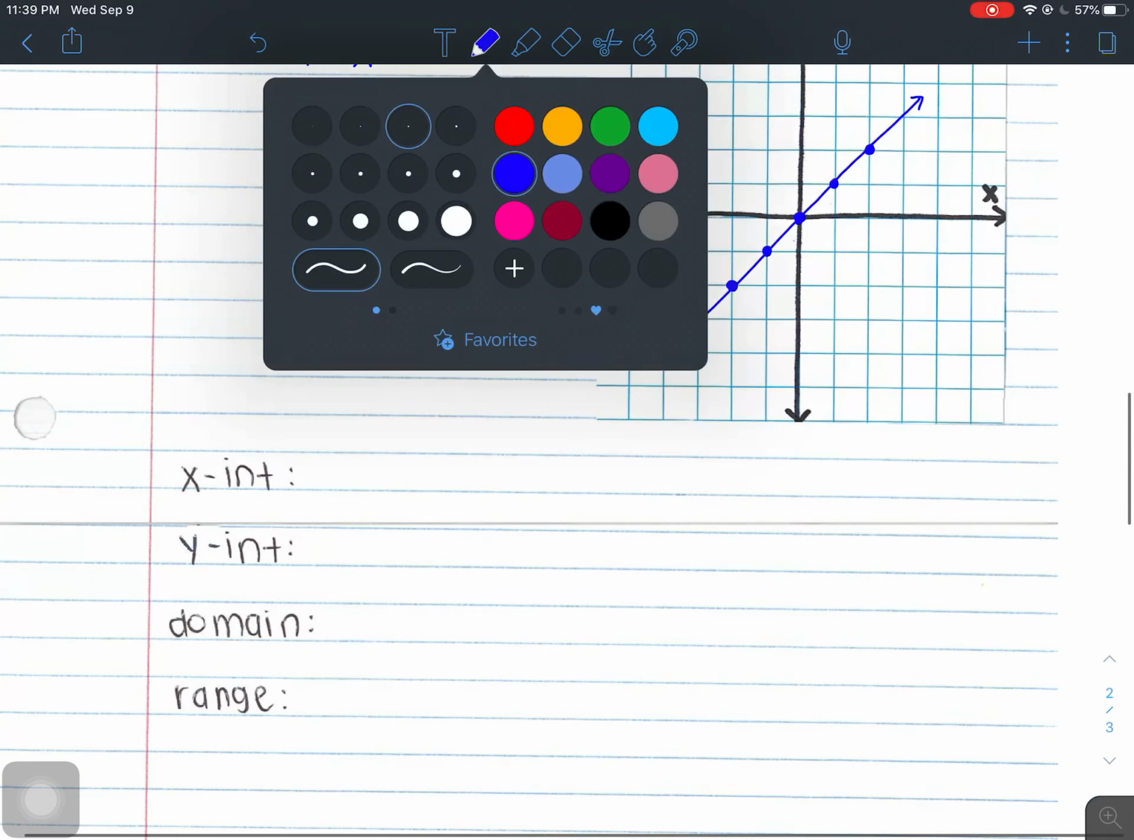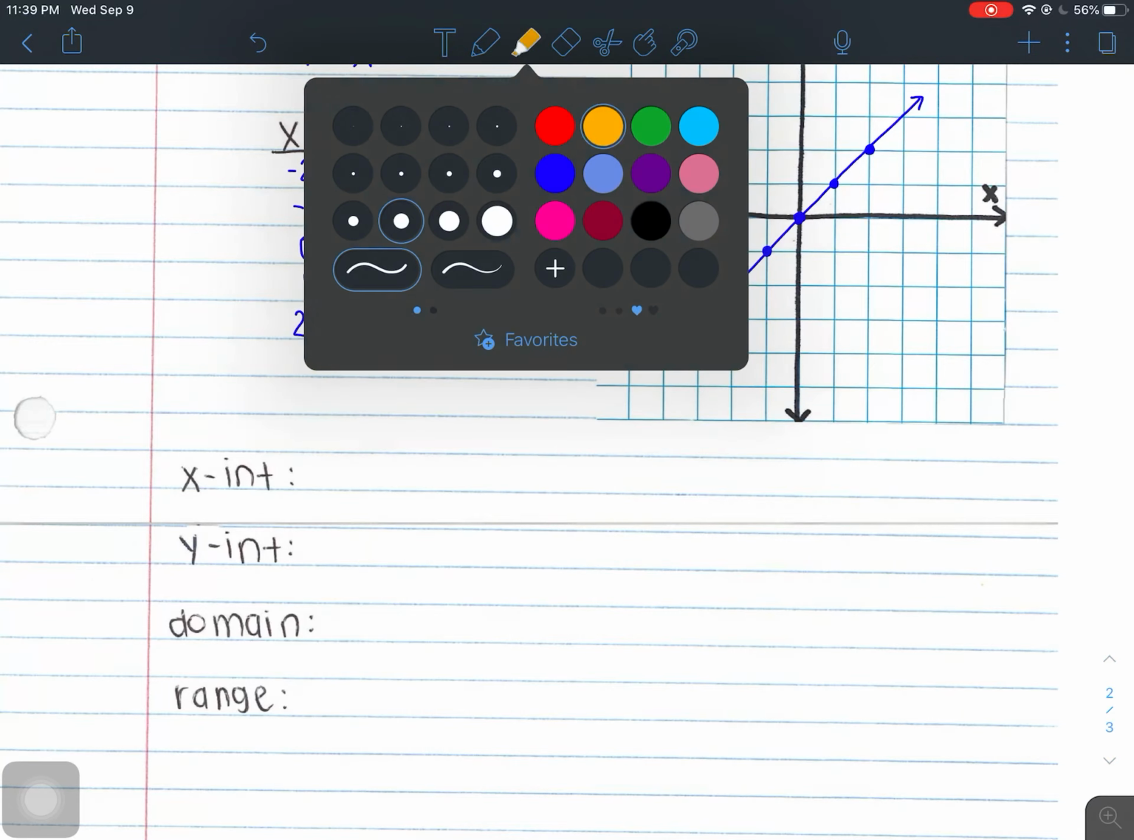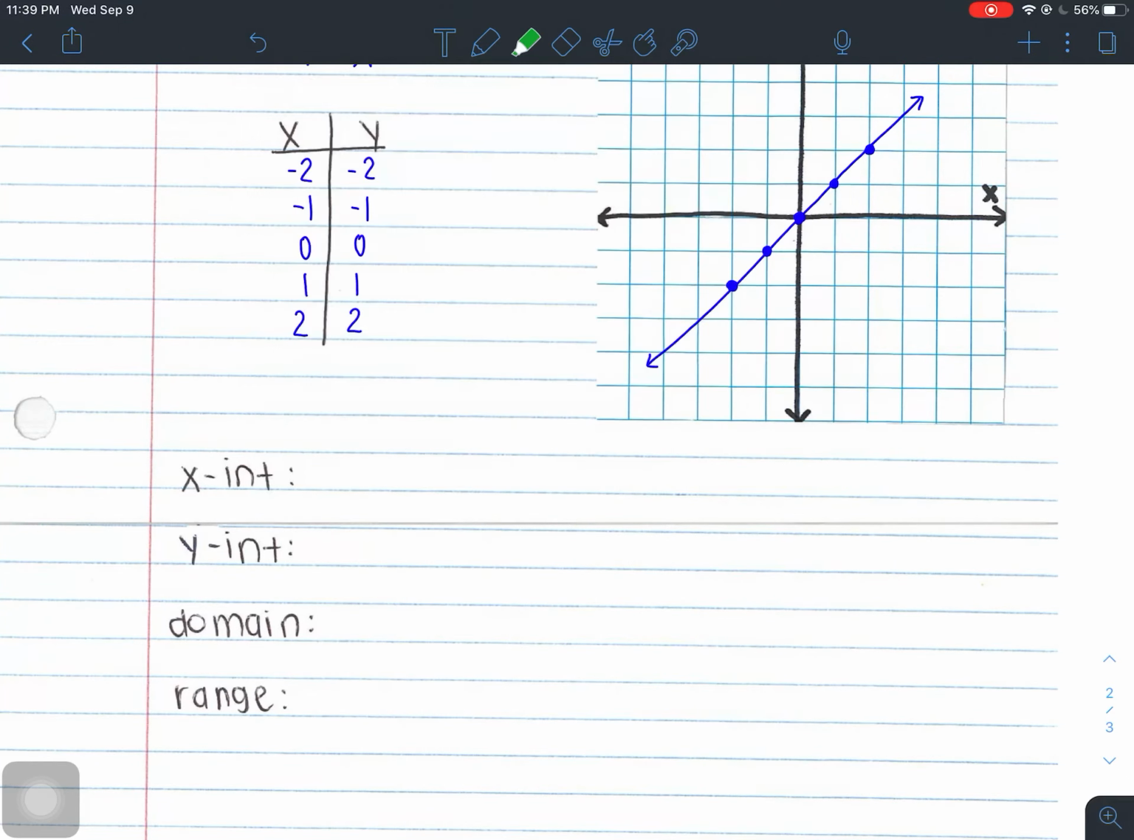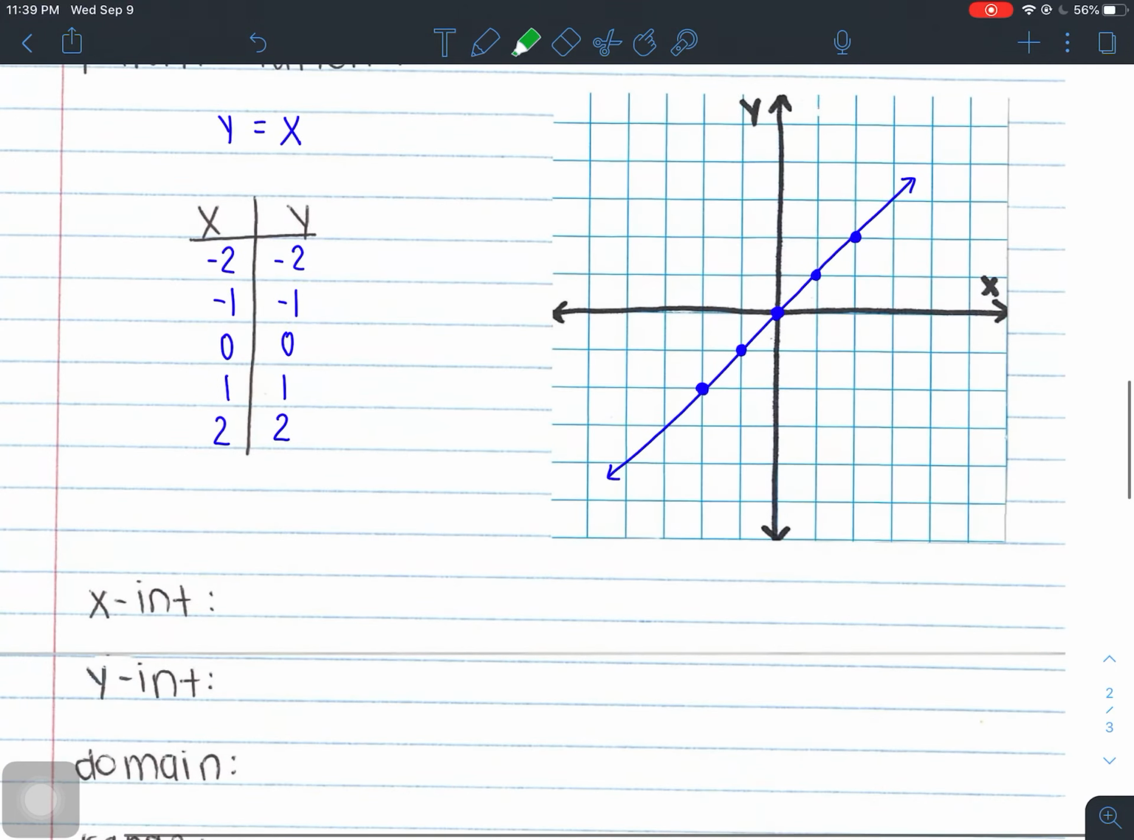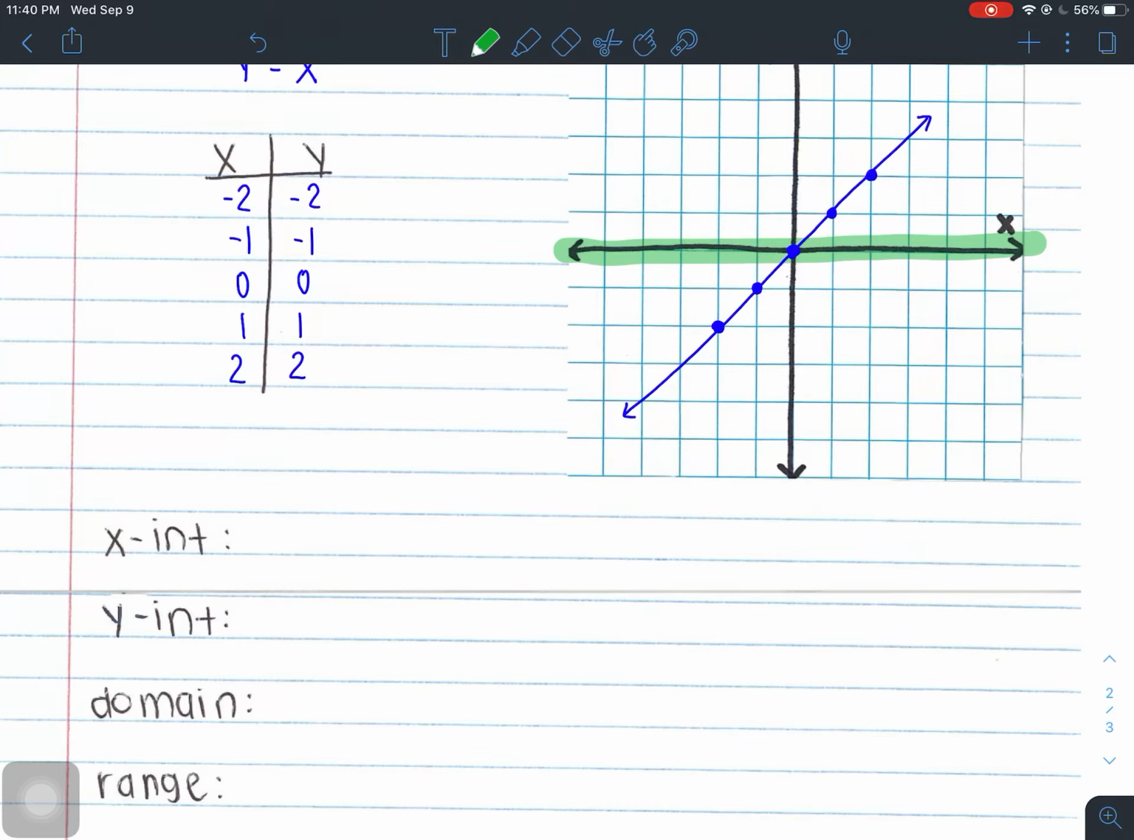Okay, so now we're going to go ahead and start by identifying our key features here. So the first thing it's asking us for is the x-intercept. Now remember, another word for x-intercept is 0, so make sure you keep that in your mind. Okay, now an x-intercept is where the graph crosses the x-axis. So I'm going to go ahead and highlight my x-axis so I can see this better. So where does it cross the x-axis? It crosses the x-axis at the point 0, 0.